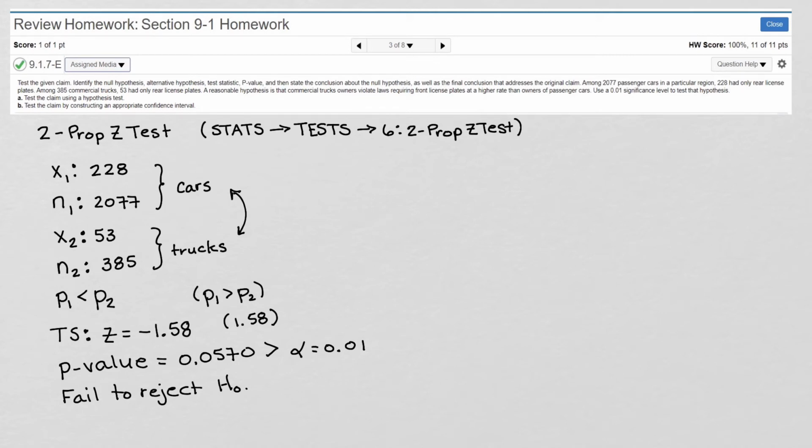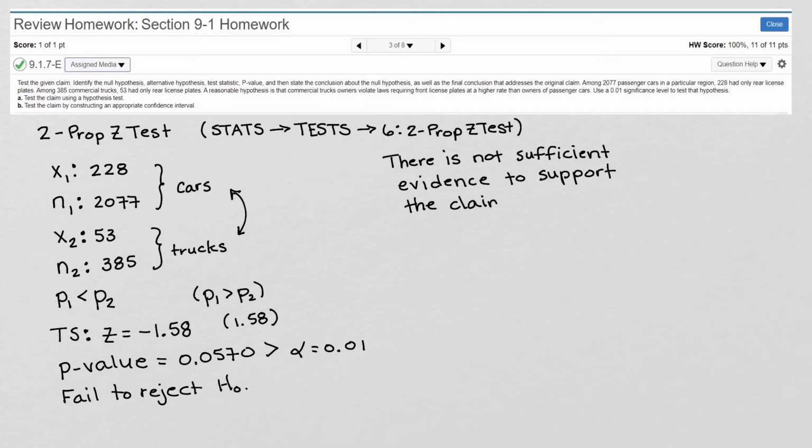So when you write your statement, then you would say, there is not sufficient evidence to support the claim. And then you can just write whatever the claim is. All right, so that's part A. That's running just a regular hypothesis test.